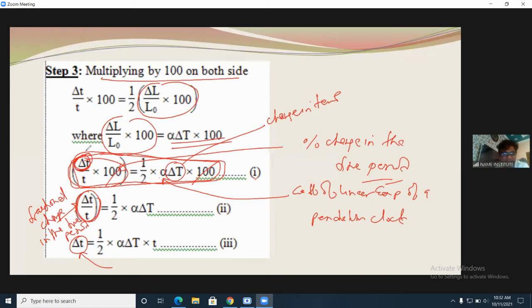What is the percentage change in the time period? What is the fractional change in the time period? And what is the change in time period? This change in time period is nothing but either loss in time or gain in time, depending upon the conditions here: is the temperature increasing or decreasing? Yes, this topic, the effect of temperature on the time period of a simple pendulum clock, we have completed in class. Okay, we will take the numericals here.